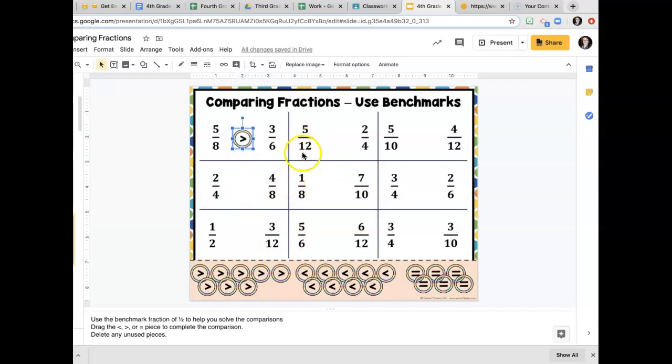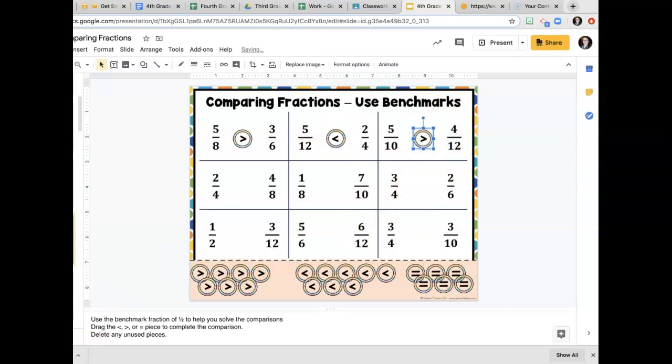Okay, half of 12 is 6, so this is less than a half. Half of 4 is 2, so this is exactly a half. So less than a half, 1/2. 1/2 would be greater than less than a half. Okay, I'm going to do one more. 5/10 is 1/2. 4/12 is less than a half.